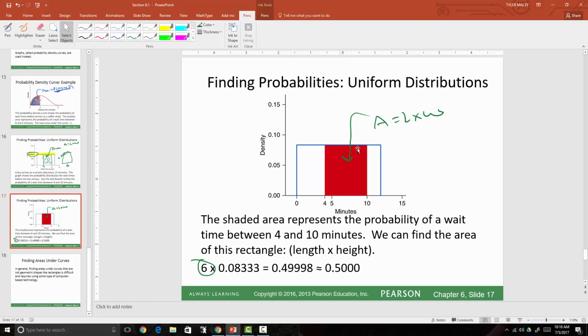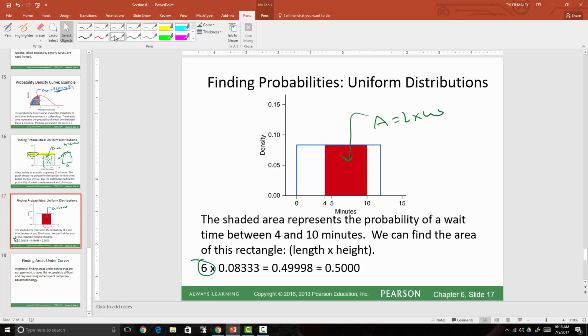You'll do an example of this in your homework. Make sure you remember that when you have a uniform distribution and we have a rectangle, we can find that area by doing something similar.